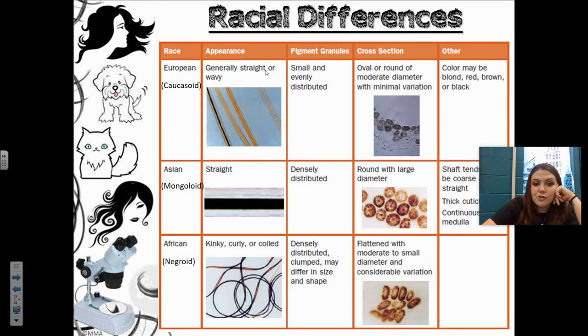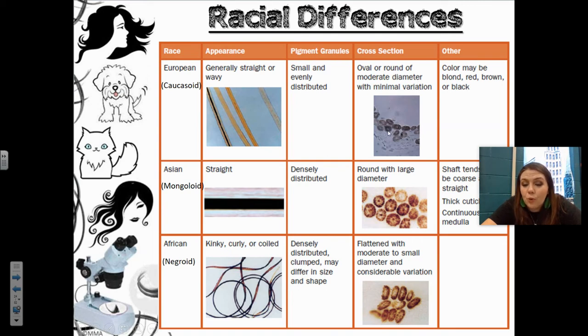So for Europeans, generally straight or wavy. Caucasians' hair is generally not super flat, because remember, the flatter the cross section is, the more curly. So normally it's either straight, so rounded, or in between. You don't usually see a lot of Caucasians' hair being super flattened, crazy curly hair. As well as small and evenly distributed pigments. When we're looking at the little pigment granules, the little color sections inside the cortex, they're generally smaller pieces of pigment, and usually evenly distributed throughout their hair. Oval or round, moderate diameters, that's what I was talking about.